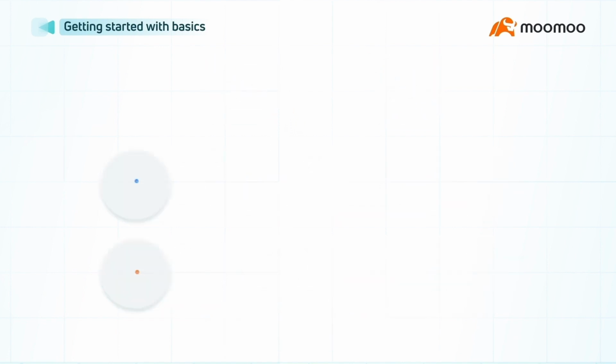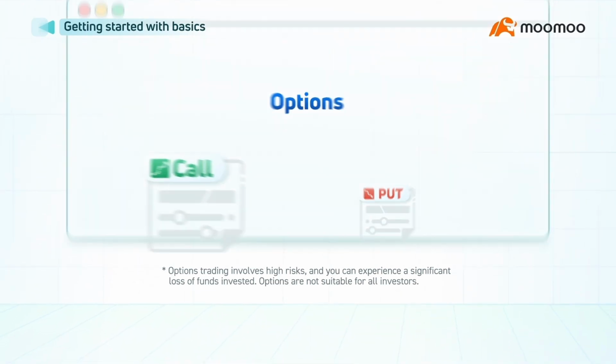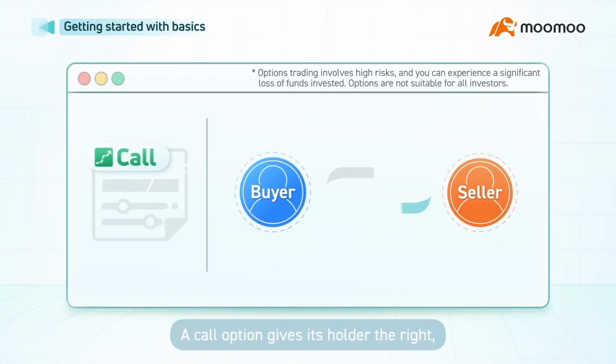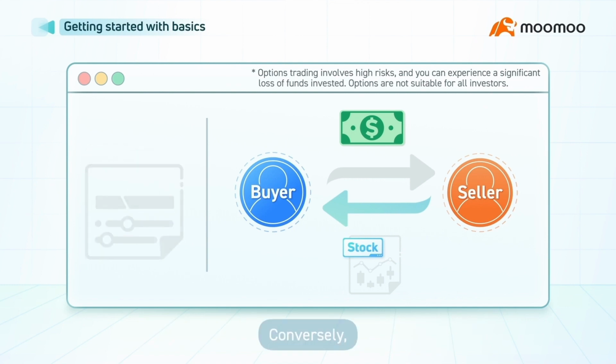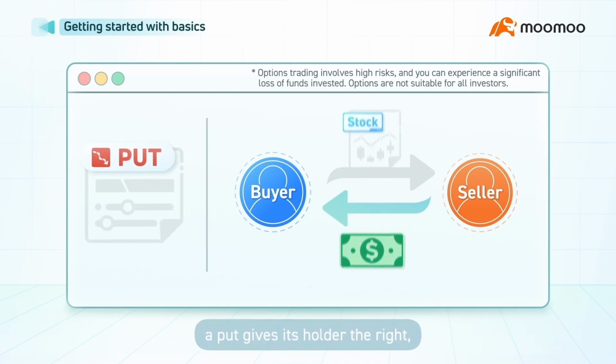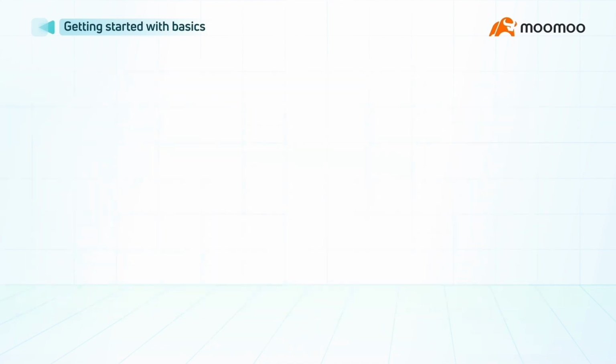There are two types of options: calls and puts. A call option gives its holder the right, but not the obligation, to buy shares of the underlying stock at the strike price on or before its expiration date. Conversely, a put gives its holder the right, but not the obligation, to sell shares of the stock at the strike price on or before its expiration date.